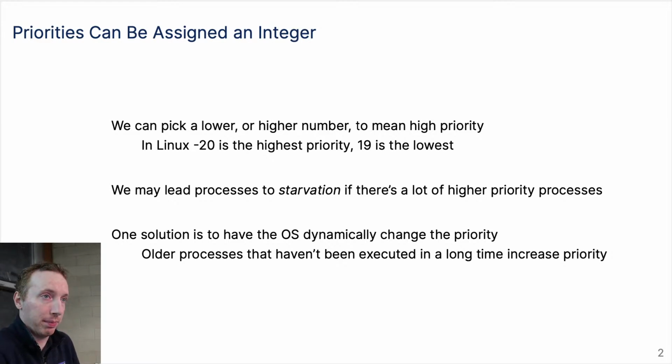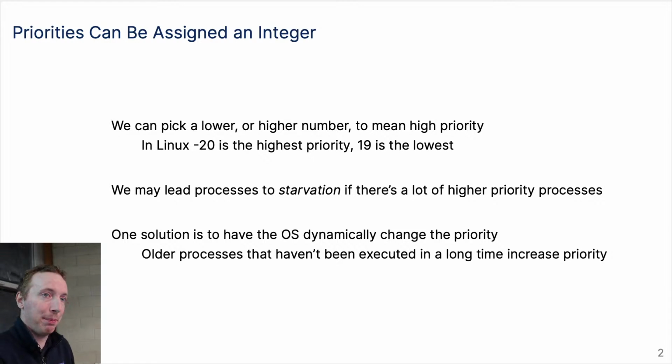So you can assign processes a priority that's just an integer. You can pick a lower or higher number to mean high priority. Again, that's kind of up to you. Annoyingly, Linux, due to historical reasons, has both. So in Linux, for normal processes, the lower the number, the higher the priority. So if it's -20, it's the highest priority, and if it is 19, it's the lowest priority.